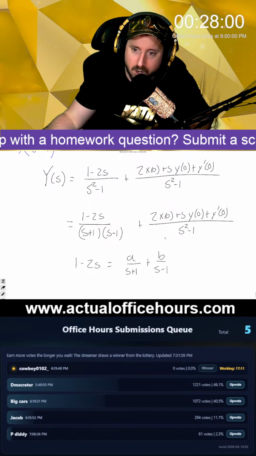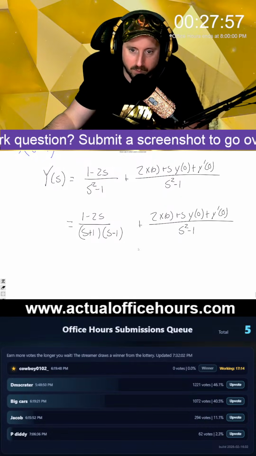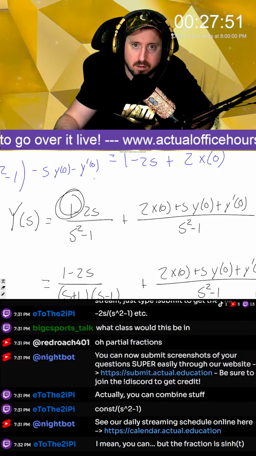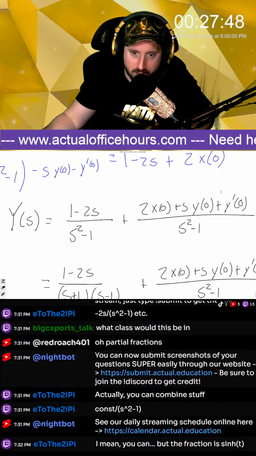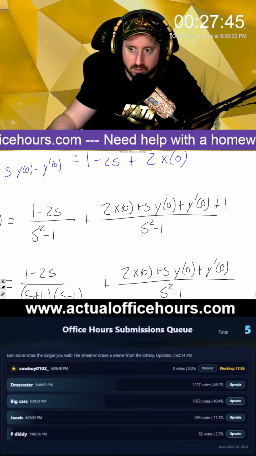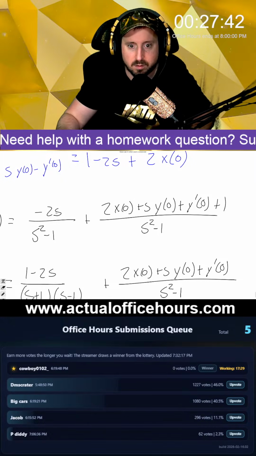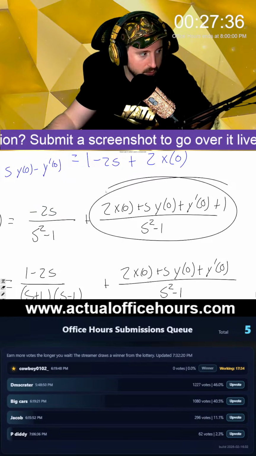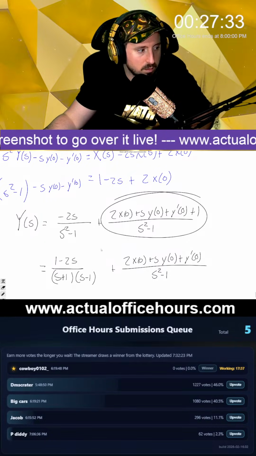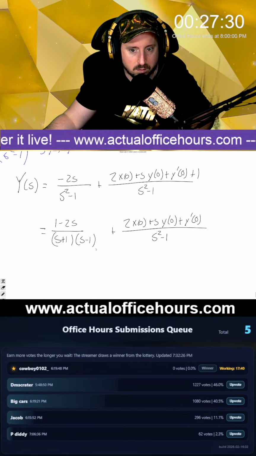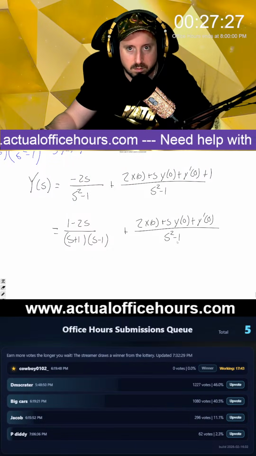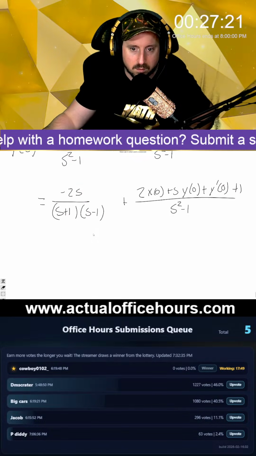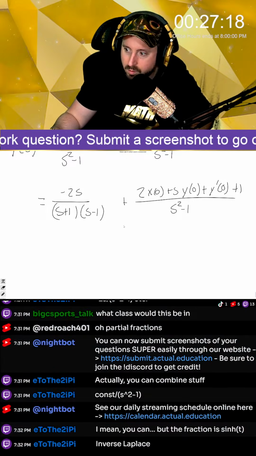Constant over s squared plus... Oh, I see what he's saying. Wait. Okay, wait. All right, before we do this, I see. You're saying that I could have taken the 1 and put it over here? You want me to say just plus 1, and just say this is minus 2s? And then we'll just deal with all the constant stuff later? Okay.